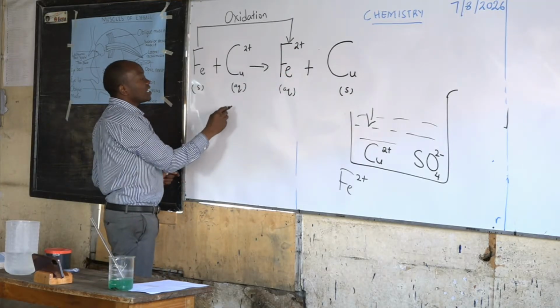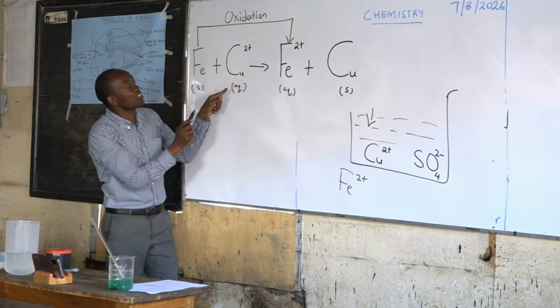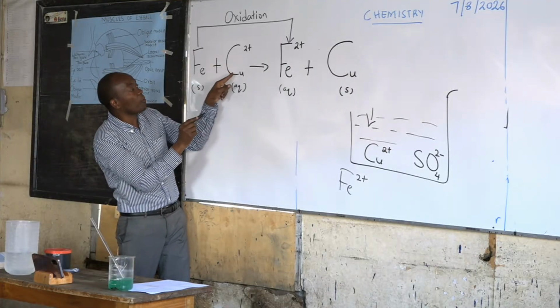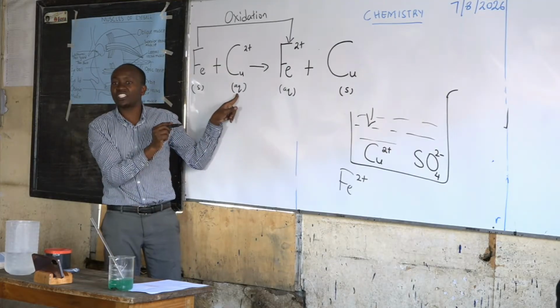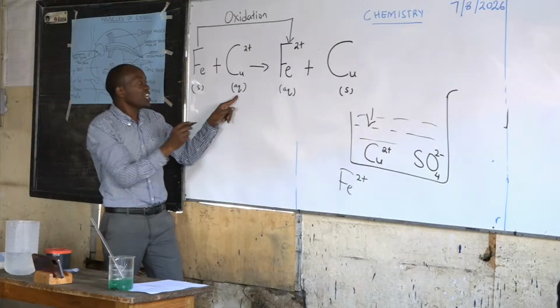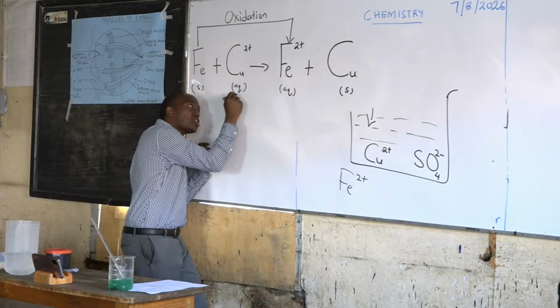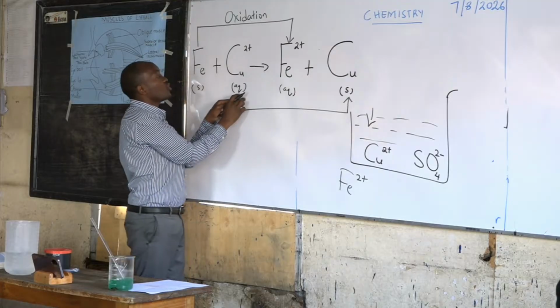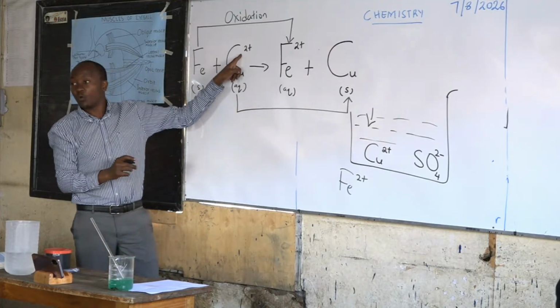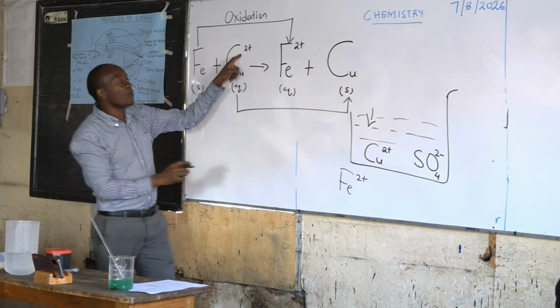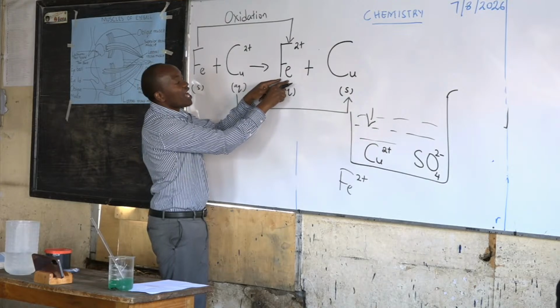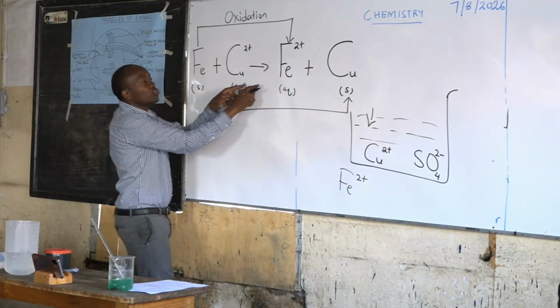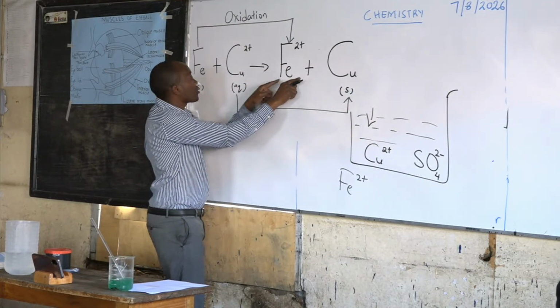Now on the other hand, copper 2, the copper is in solution. That's why we're writing here aq, aqueous. Then it's going to be displaced from the solution. Then the solution will no longer have copper 2 ions. But our solution will have which ion? Iron 2. Iron 2 now will be in the solution form.